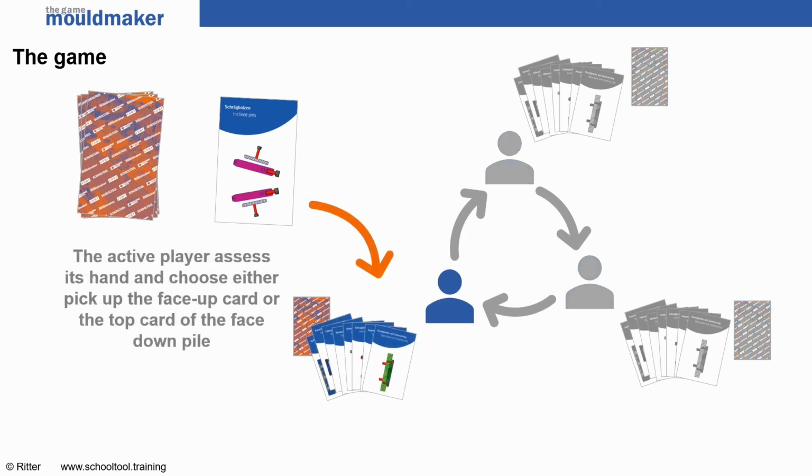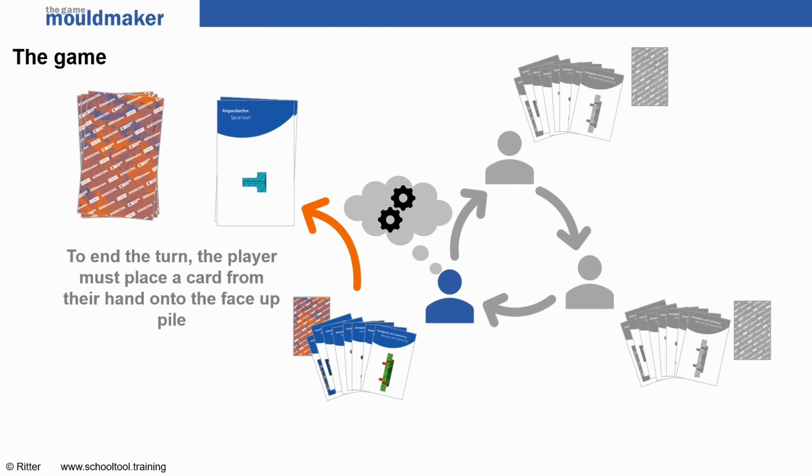Then the active player can decide whether to take a face up card, which gives some information to the other players, or a face down card, which can be a random card out of the remaining cards. The player then analyzes the card and returns one of his cards back to the open face up pile.